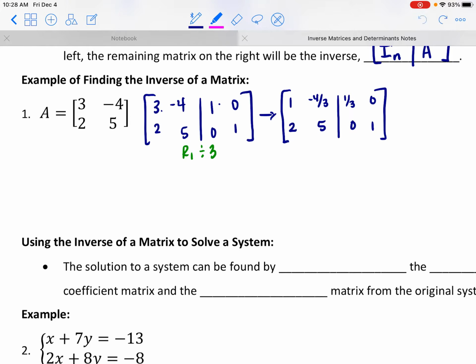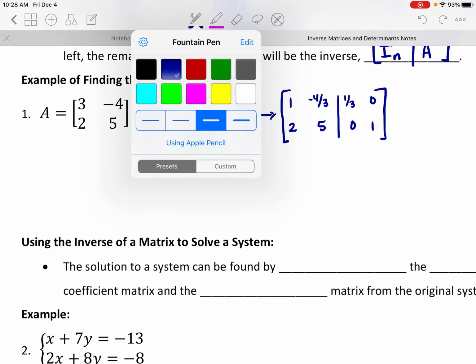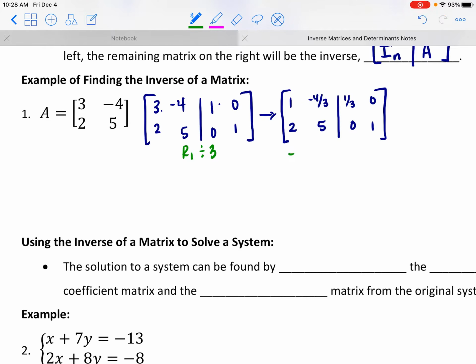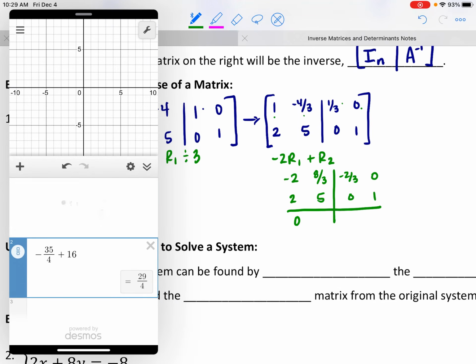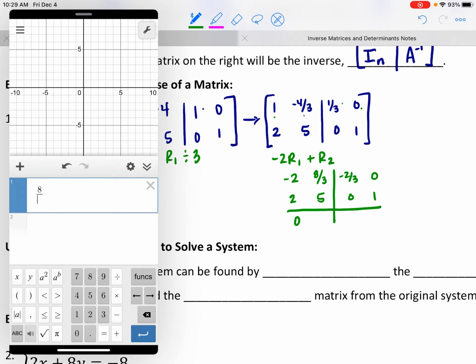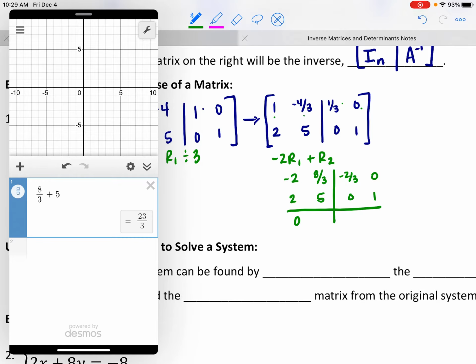Now I need a 0 where I have a 2. So this is where we're going to add a multiple of another row. So we're going to multiply -2 times row 1, and we're going to add that to row 2 to get a new row 2. So -2 times row 1, -2 times 1 would be -2. -2 times -4/3 is going to be +8/3. And then -2 times 1/3 is going to be -2/3. And -2 times 0 is going to be 0. I'm adding that to row 2, which was 2, 5, 0, and 1, in order to obtain a new row 2. And that gives me a 0, 8/3, and 5. Let me just not goof. 8/3 and 5 is going to give me, as a fraction, 23/3.